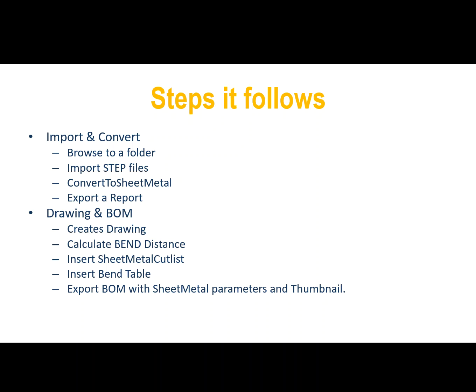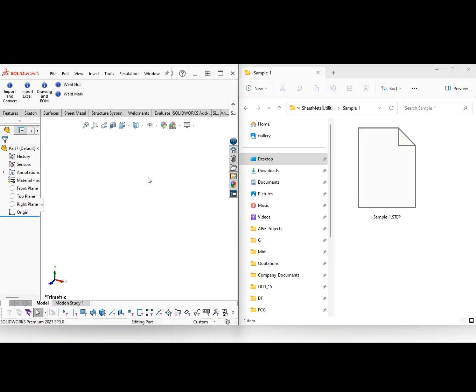And then it will generate a bill of material. Of course you can control the data which you want to export into the bill of material, but the typical data exported is all the sheet metal parameters and a thumbnail. The thumbnails for sheet metal components are going to be two: one a flat pattern and another an isometric view. Okay, let's go to SolidWorks and see how the plugin works.